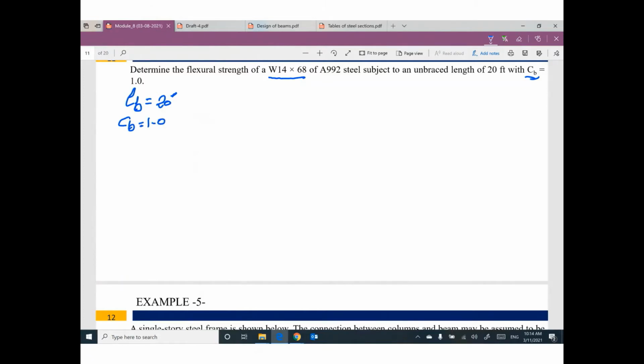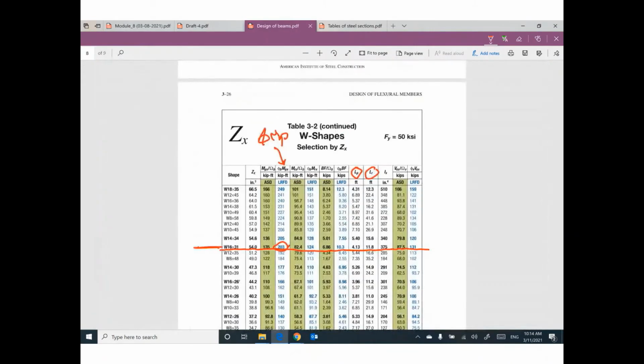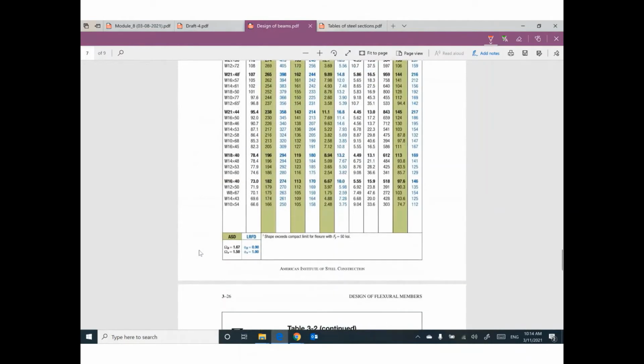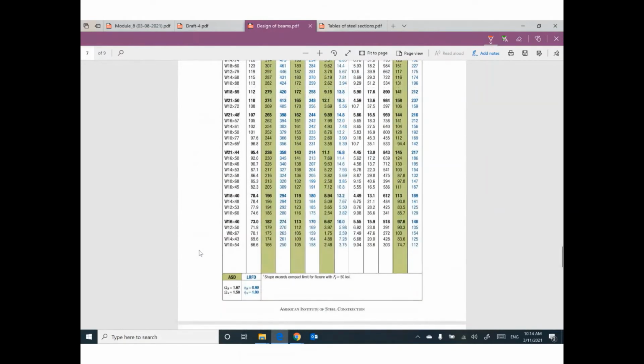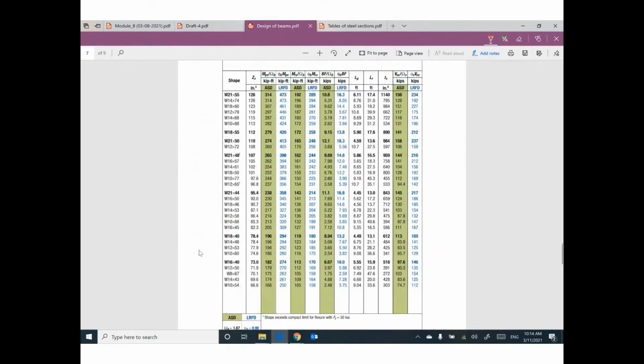Okay. Go ahead and search for W14 times 68. What is the value of LP? What is the value of LR? We need to search. 14 times 68, I think we need to go up. Here you go. This one. 14 times 68 for this cross section.